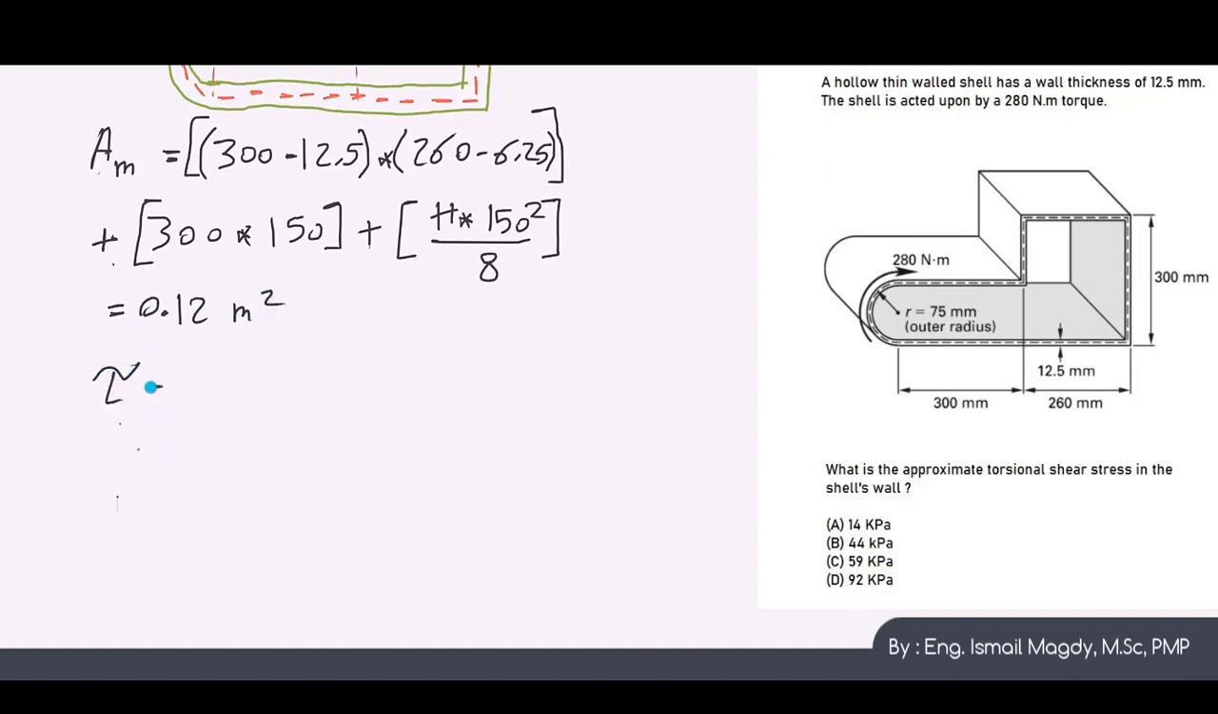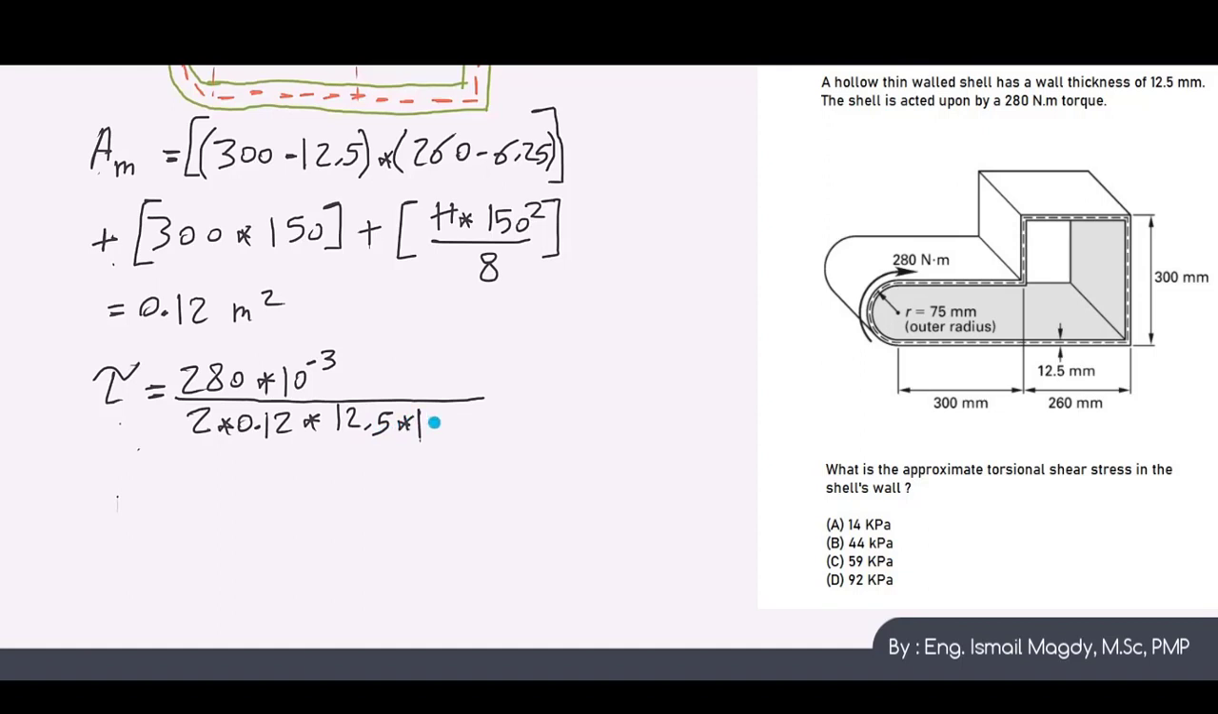So tau will equal 280 multiplied by 10 to the power minus 3, because we want to use the torsion in kilonewton instead of newton. So we multiply by 10 to the power minus 3 because we have all the results in kilopascal. This will be divided over 2 multiplied by 0.12 multiplied by 12.5. This is the area and this is the t, which is the thickness.